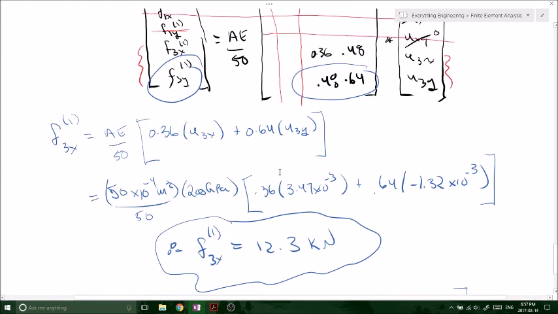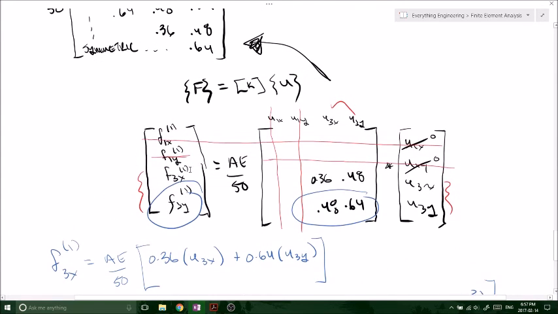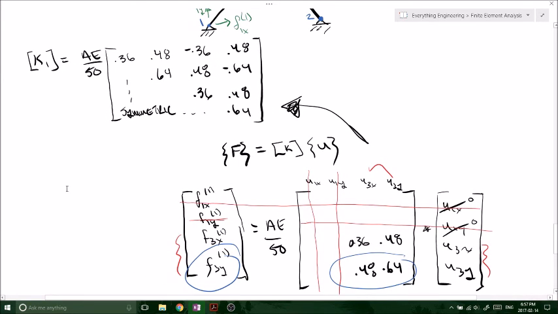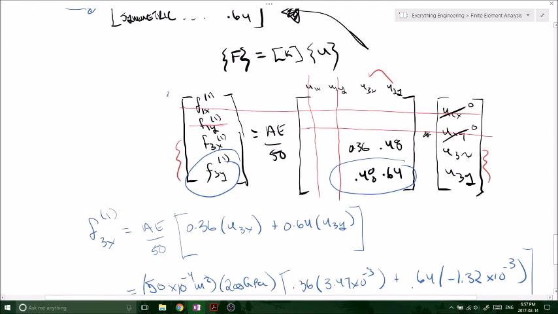So every time we're dealing with a specific member, remember you always got to go back to that same member's local stiffness matrix, right? We did calculate the global stiffness matrix, but now we're just solving for the internal forces in member 1. So we're dealing with local stiffness matrix number 1, right? And then we're breaking it down into all of its force components, and we're just picking out which part we want to solve for. We're looking at F3 of x and F3 of y because we've got displacements in 3x and 3y.